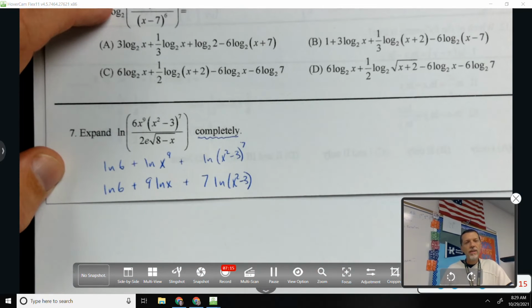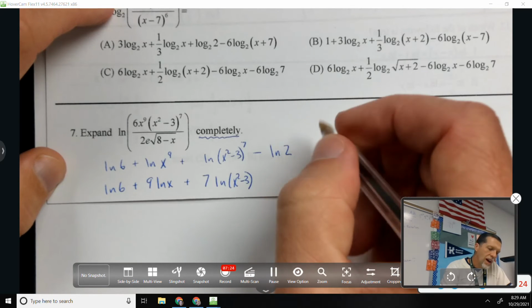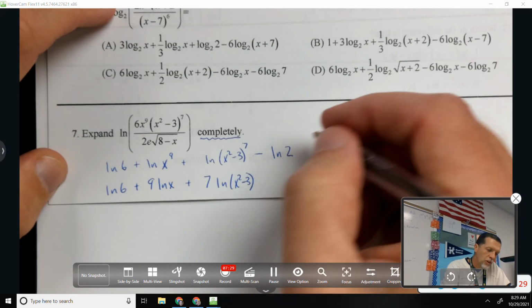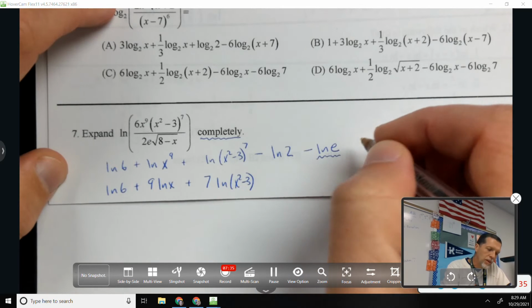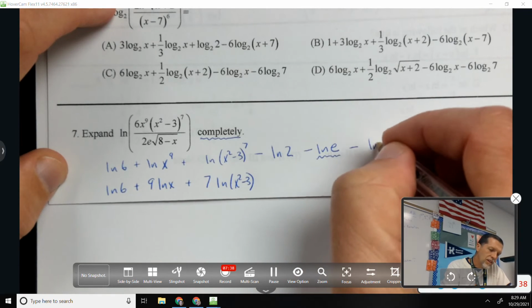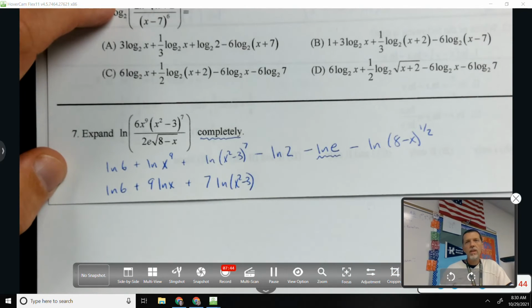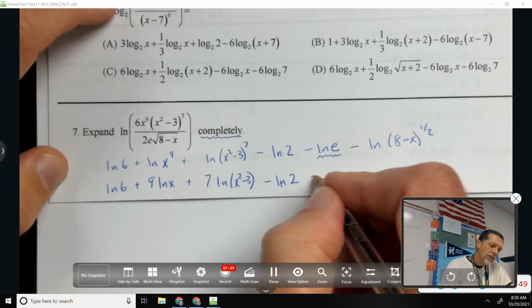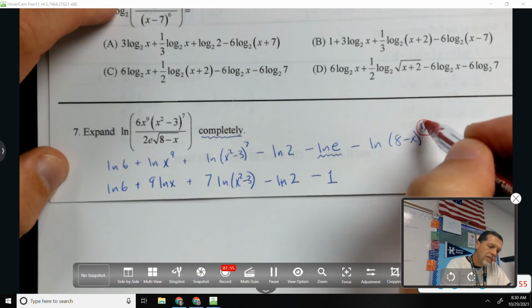Okay, so there's the top. And then minus everything in the bottom. So minus natural log 2. Some people will put minus and then put parentheses and then add the stuff in the bottom. Other people just go straight to minus everything. Minus natural log e. That rings a bell. Minus natural log 8 minus x to the 1/2. What's natural log of e? 1. And then there's one more exponent I can move down front.